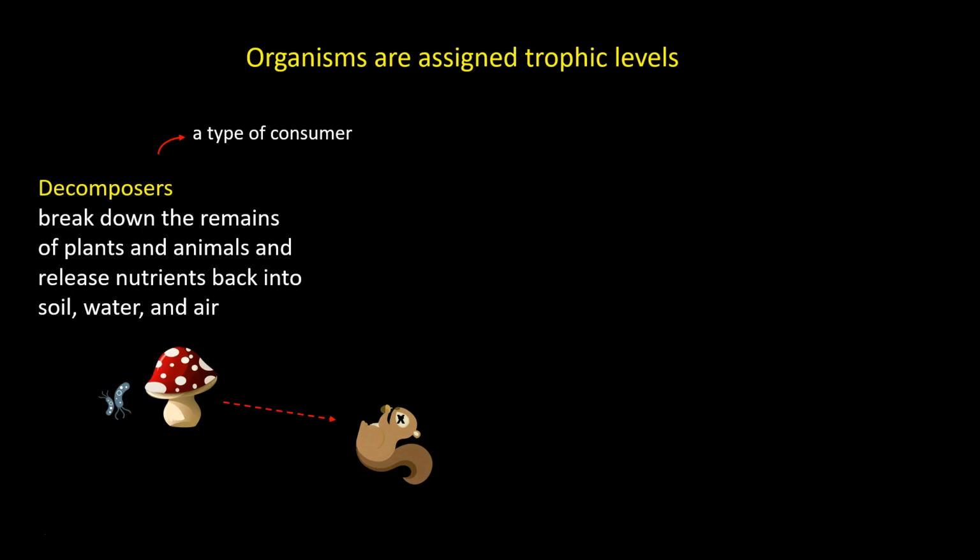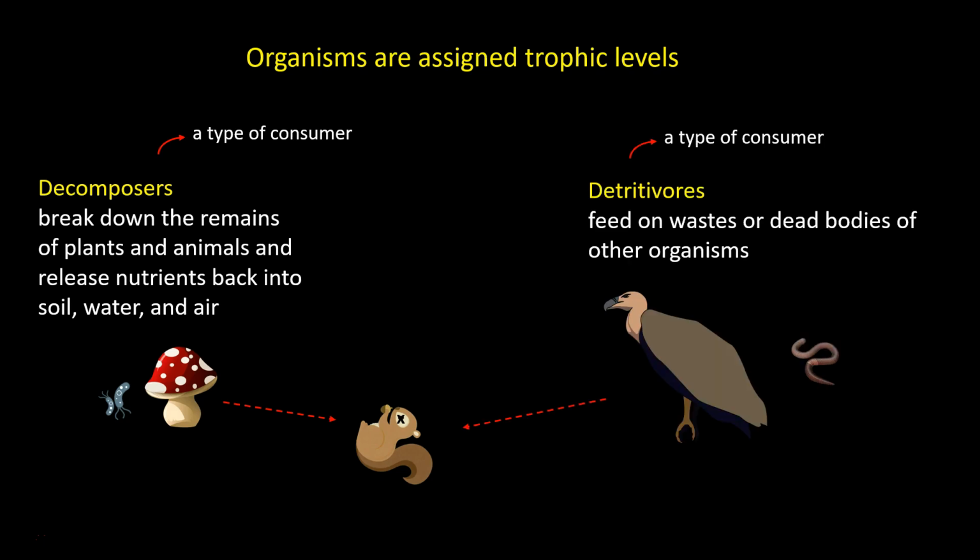There are decomposers, and decomposers break down the remains of plants and animals and release nutrients back into the soil, air, and water. It's an important distinction to make, I think, that decomposers don't necessarily eat organisms, they break them down externally. So you should think mushrooms and bacteria. Detritivores, on the other hand, feed on the waste and dead bodies of other organisms. They, in fact, do eat other organisms. Examples would be vultures and earthworms.